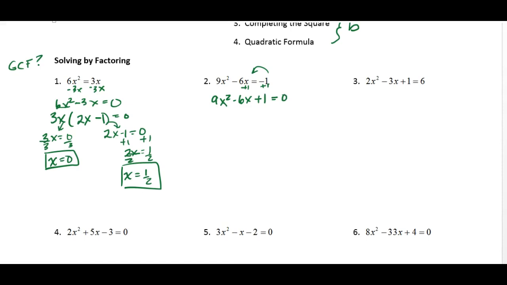Now it's a trinomial, 3 parts. So I'm going to try to figure out how to factor this. So I'm going to take a times c and see what adds to b. Remember your general form of the equation? It looks like this. So a times c are those outside coefficients. So in this case, it's 9 times 1. So it gives me 9.